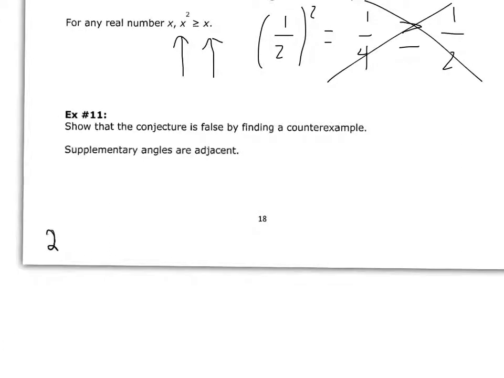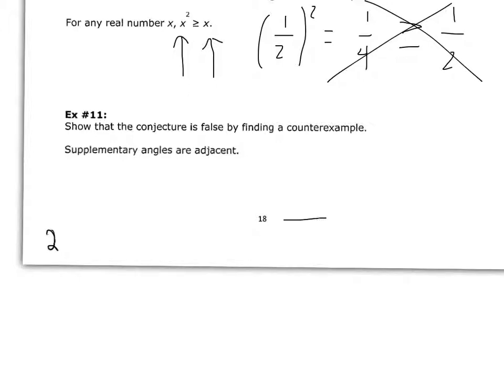Okay, example number 11, last one. It says, show that the conjecture is false by finding a counterexample. It says supplementary angles are adjacent. What it means by supplementary is two angles that add up to 180. And what it means by adjacent is that they have to have a common vertex and they have to share a side. So let's come up with an example that counters that.